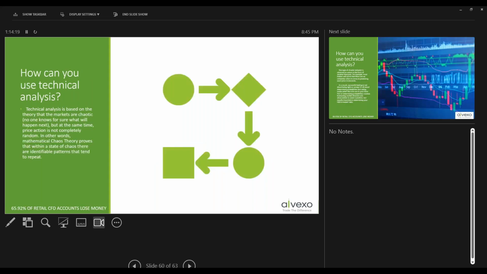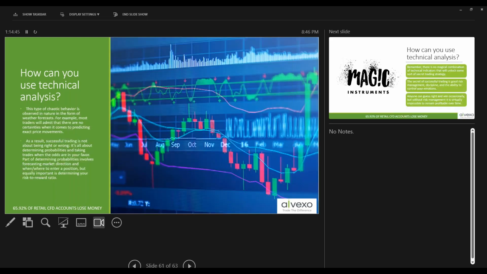Technical analysis is based on the theory that the markets are chaotic. No one knows for sure what will happen next. But at the same time, price action is not completely random. In other words, mathematical chaos theory proves that within a state of chaos, there are identifiable patterns that tend to repeat themselves. This type of chaotic behavior is observed in nature in the form of weather forecasts. For example, most traders will admit that there are no certain ways of predicting exact price movements.